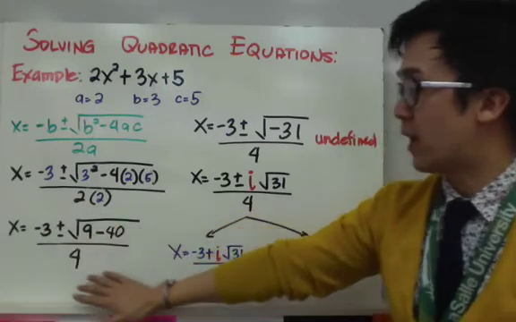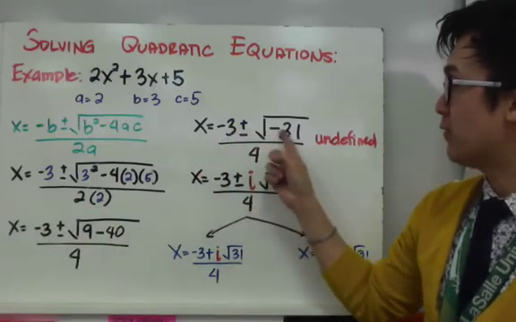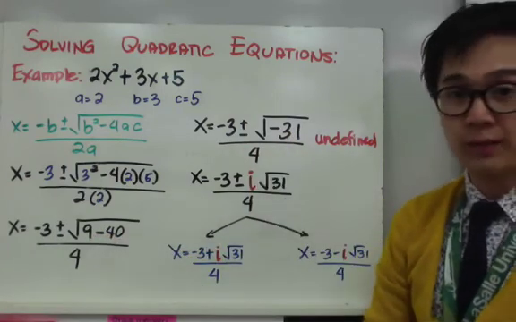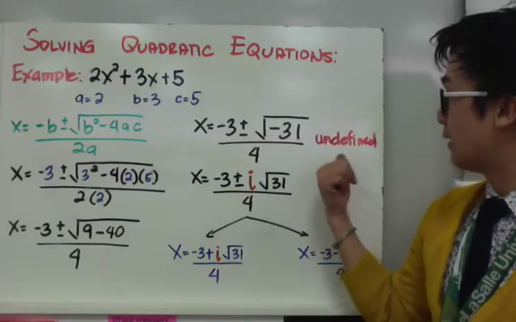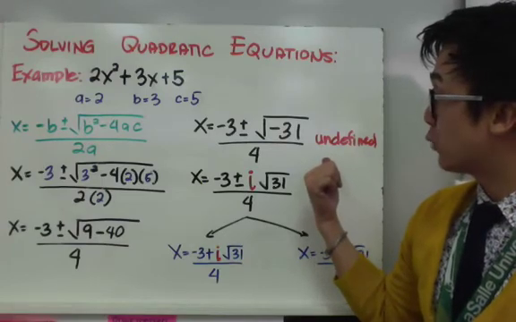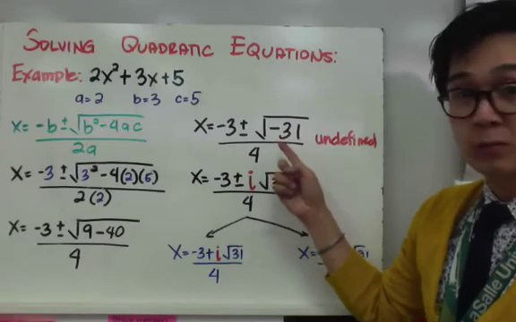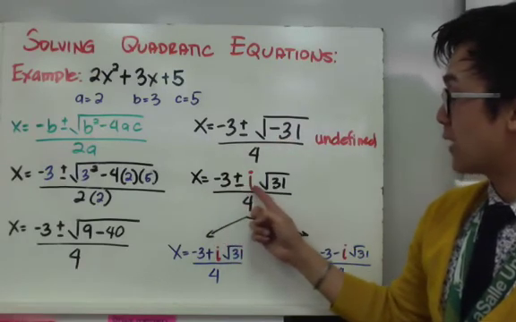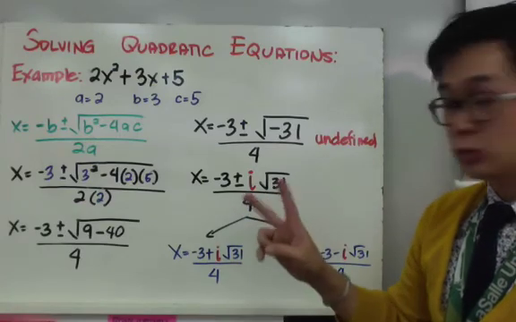To further simplify this equation, we have x equals negative 3 plus or minus the square root of negative 31 all over 4, because 9 minus 40 is negative 31. Now, without the imaginary number, we can write our answer as undefined. However, since we know that the square root of a negative number can be replaced with an i, an imaginary number, we will write it out as negative 3 plus or minus i square root of 31 all over 4. And once again, I have two answers.